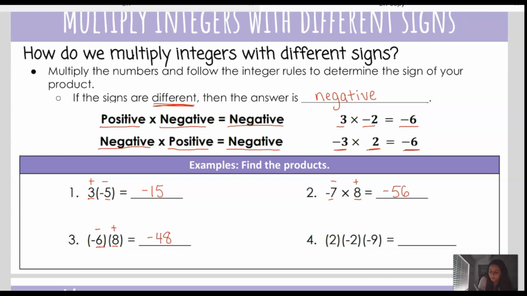Number 4 says 2 times negative 2 times negative 9. I can go in any order I want, or I can just go from left to right. So 2 times negative 2 is going to get us negative 4. Bring down that multiply by negative 9, and now negative 4 times negative 9 is positive 36, because a negative times a negative is a positive.